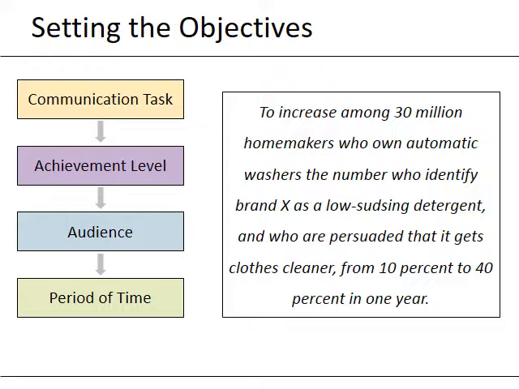For example, here we have an objective to increase, among 30 million homemakers who own automatic dishwashers, the number who identify brand X as a low-sudsing detergent and who are persuaded that it gets clothes cleaner, from the current 10% to 40% in 1 year. By setting an objective like this that has a time limit and a very set number of what we're trying to achieve, we can see how effective our advertising efforts are going to be.